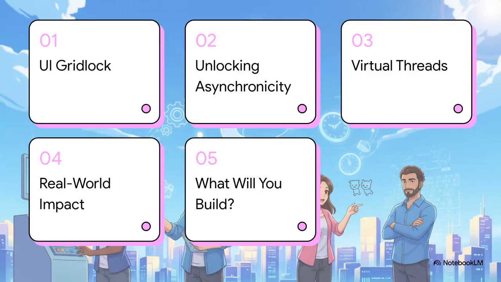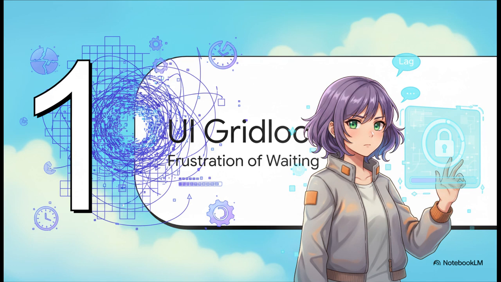Okay, so here's how we're going to break this down. First, we'll really dig into what UI gridlock is. Then, we'll look at the old way of fixing it, using something called asynchronicity. After that, we get to the really cool part, the virtual thread revolution. And finally, we'll see where this stuff actually makes a difference and what it means for the apps you'll be using tomorrow.